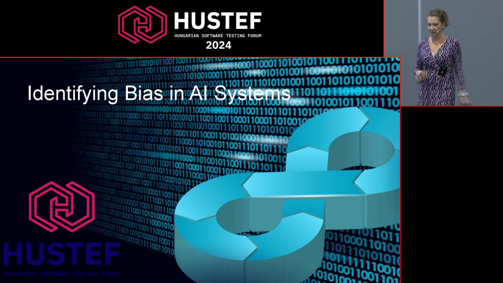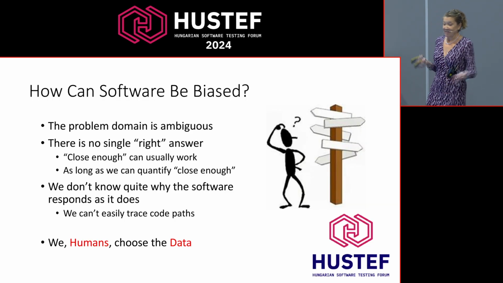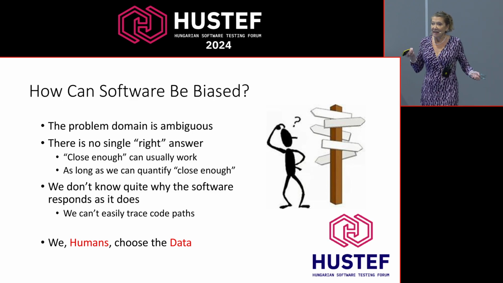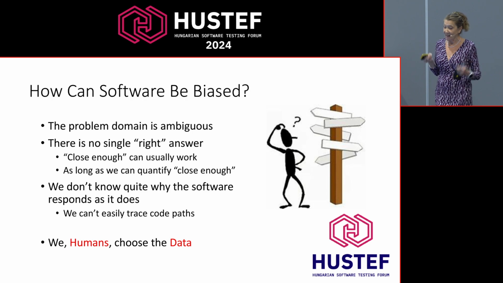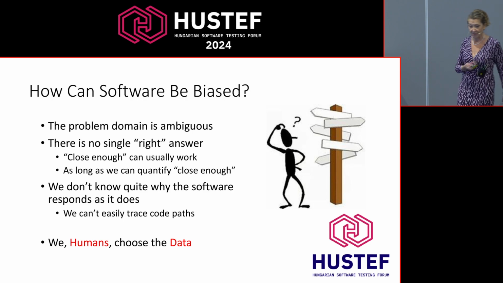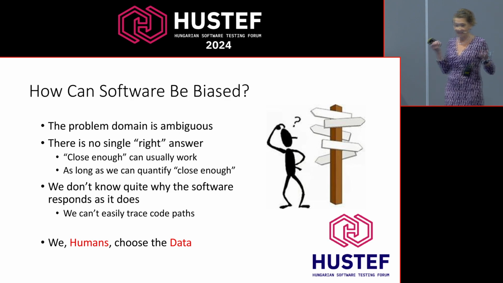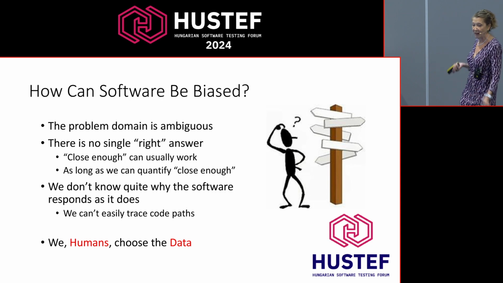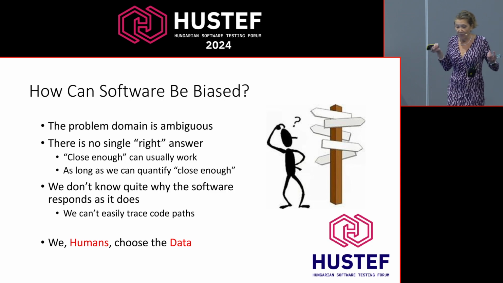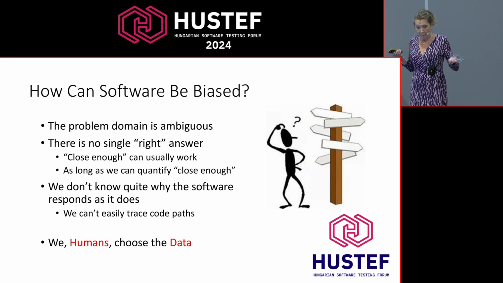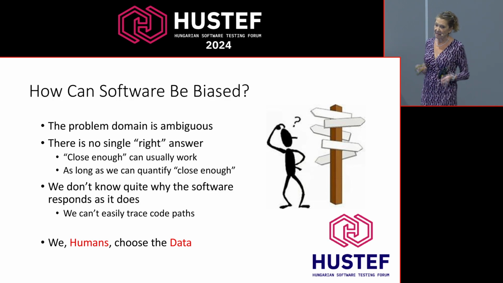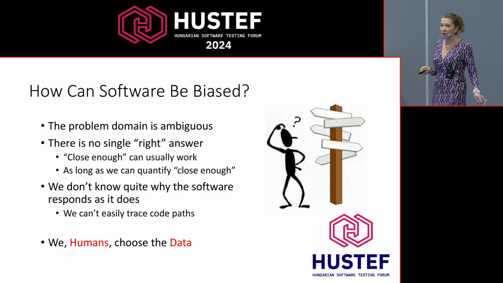So now what do we do? We have to identify it. We start with, can software be biased? I would say so. It's not always clear-cut because domains can be ambiguous. There's no single right answer, and that uncertainty is what we have to get used to. We don't know quite why it's responding as it does because we can't read the code. But the one thing we do know is that we as humans have chosen the data.